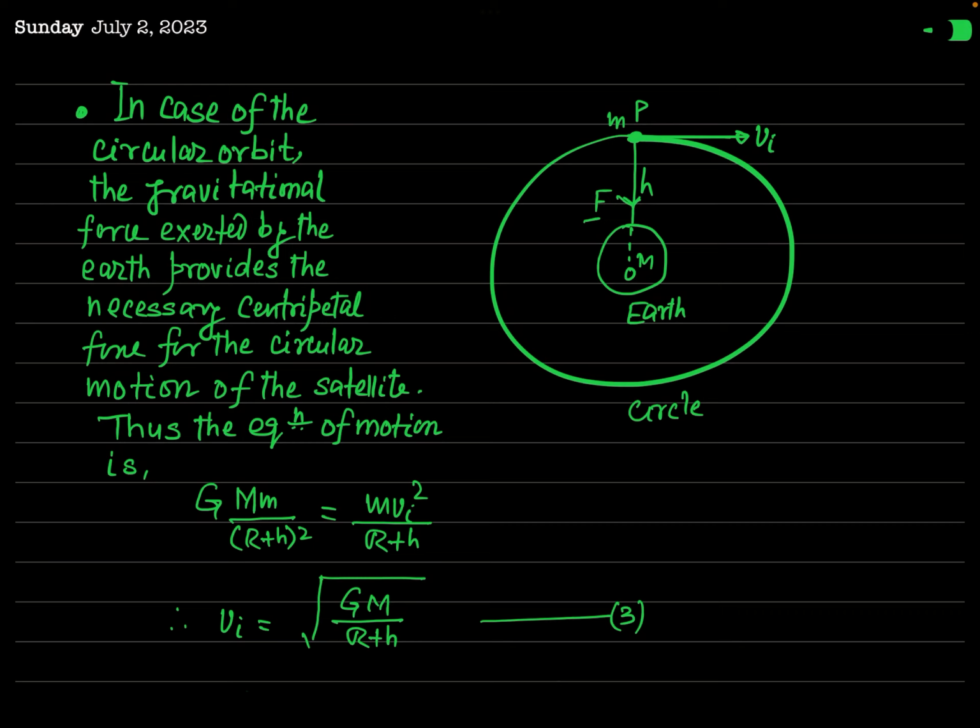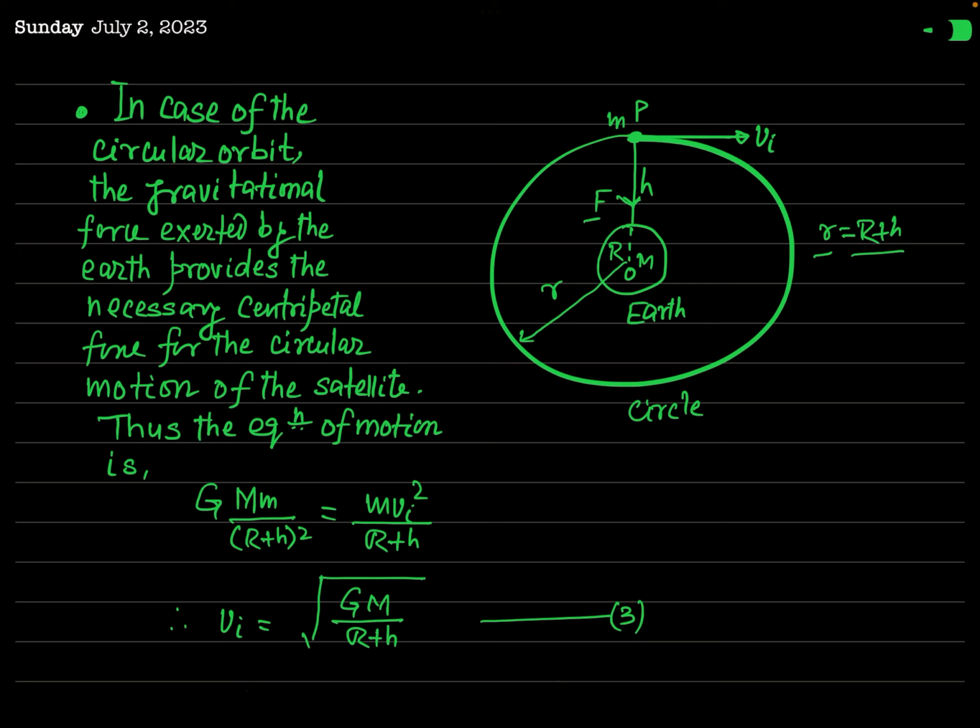If the satellite moves along this circular orbit, whose radius will be equal to r plus h. A small r represents the radius of the circular orbit, and you can see it in the figure. This radius of the circular orbit will be R plus h, where capital R is the radius of the Earth, and h is the height of the circular orbit from the surface of the Earth.